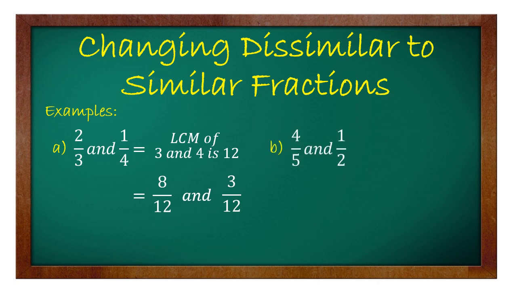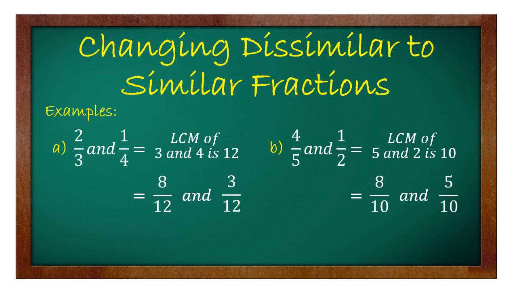Another, 4/5 and 1/2. So, ang denominator natin ay 5 and 2. So, ang LCM nila is 10. So, 10 divided by 5 is 2, times 4 is 8. And then the other one is 10 divided by 2 is 5, times 1, so 5. Kaya naging 8 over 10 and 5 over 10.